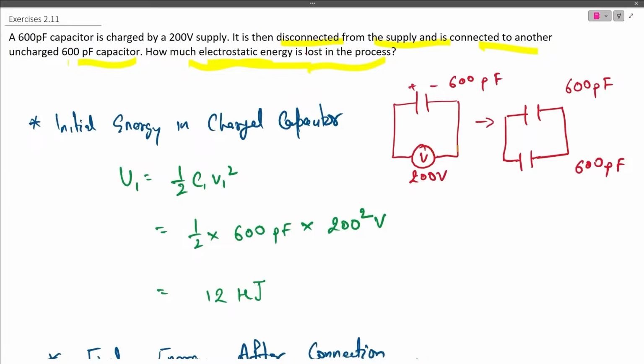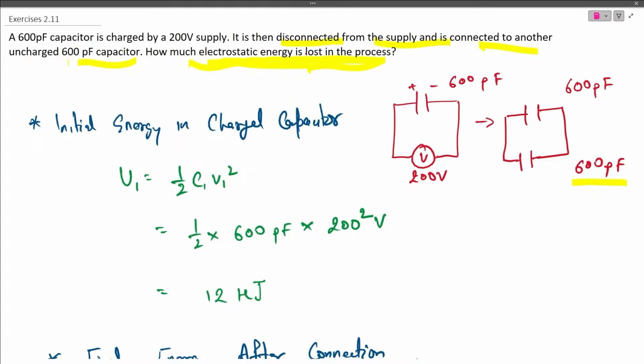The case is, once the capacitor is charged by a 200 volt supply, the battery or the voltage source is disconnected, and in place of that source, another uncharged capacitor of 600 picofarad is implemented in the circuit. Now the circuit becomes like this in a series. It is asking how much electrostatic potential energy is lost in the process.